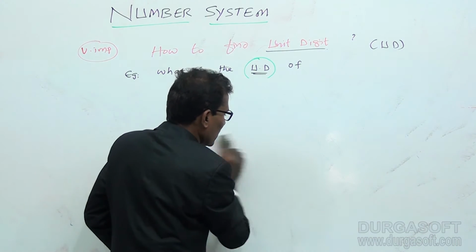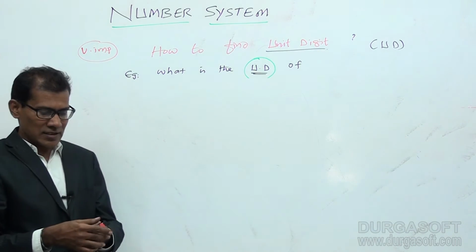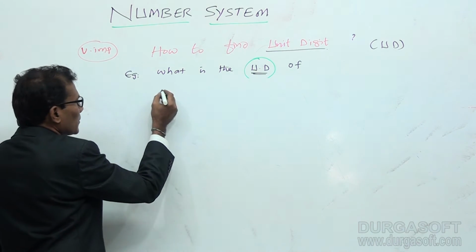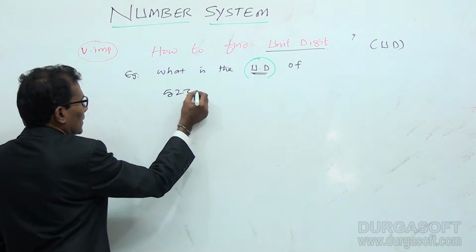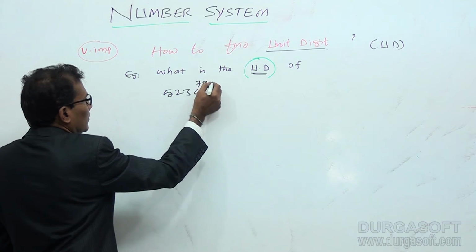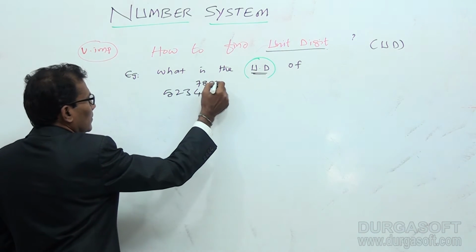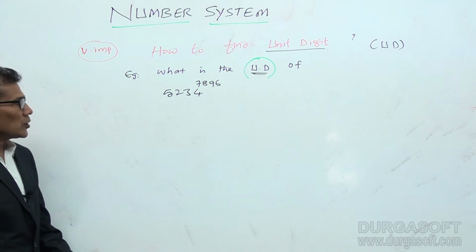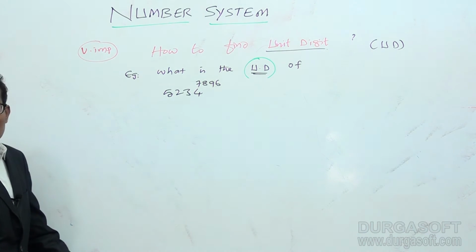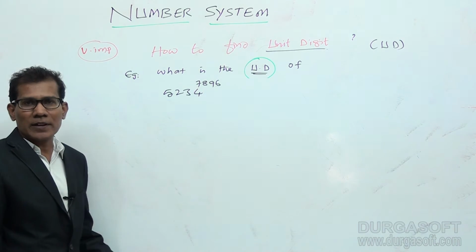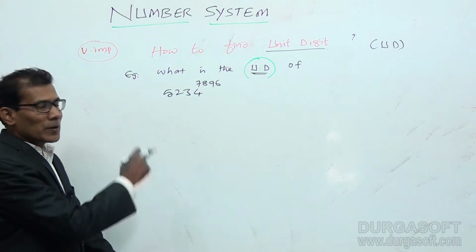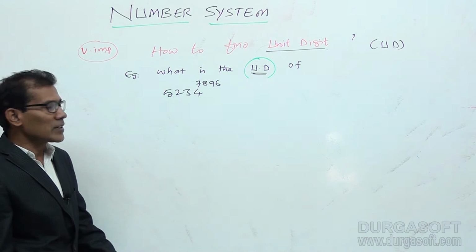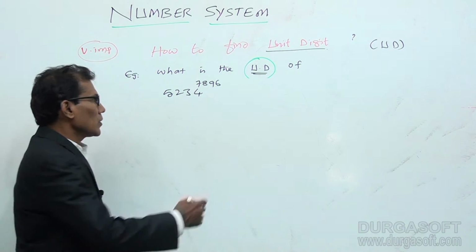And in many competitive examinations questions like this are asked under unit digit problems. What is the unit digit of 5234 to the power of 7896? This type of question is very important for competitive examinations, that is in power format. Whenever a question is given in power format a power b, how can we find the unit digit? This is very important.